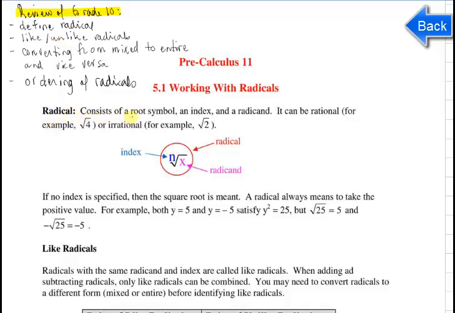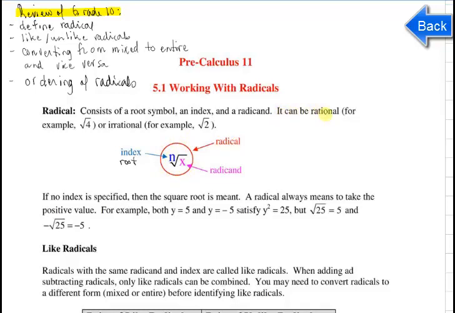Radicals consist of a root symbol, an index, and a radicand. So here we have an example. Our root symbol is the bracket here. The index is the number that you will find in the little depression of your bracket here. So in this case it's n. And your radicand is whatever number is inside the square root bracket. And the whole thing is called a radical.